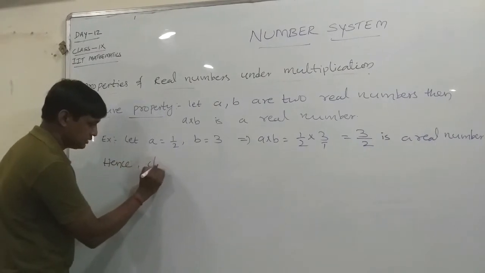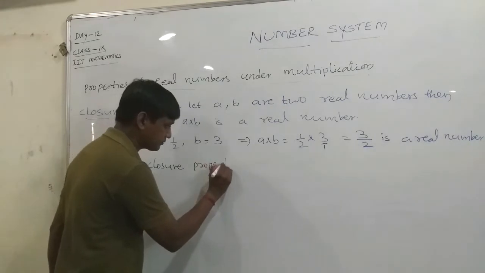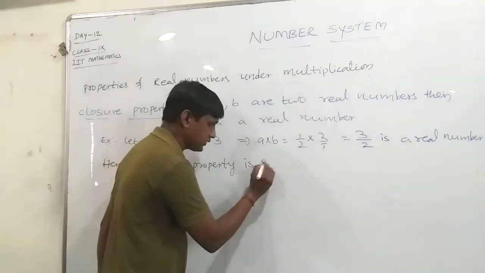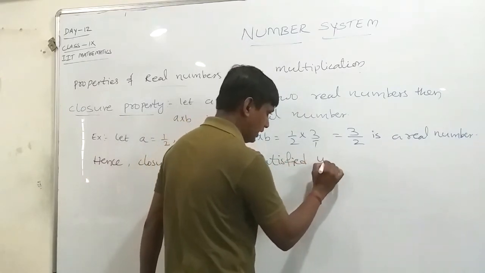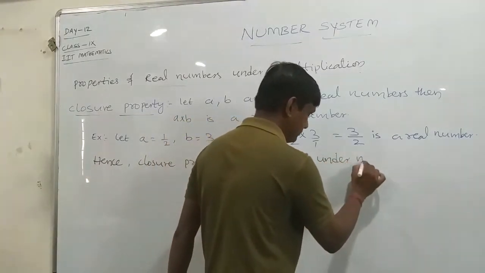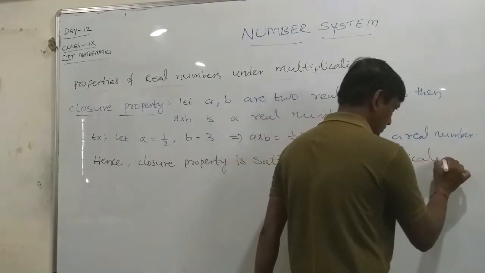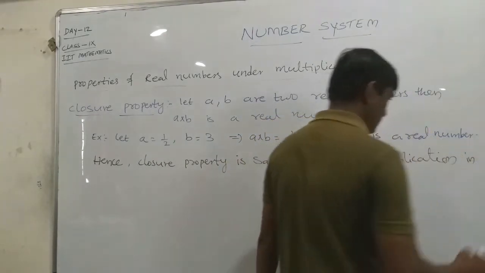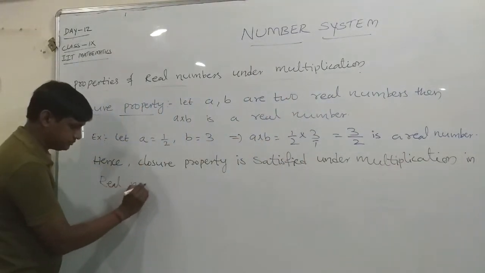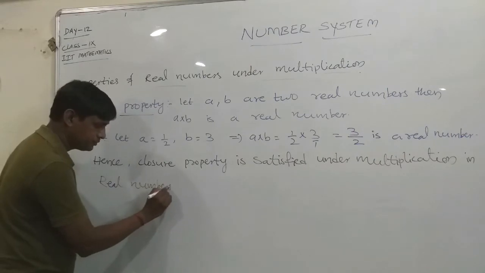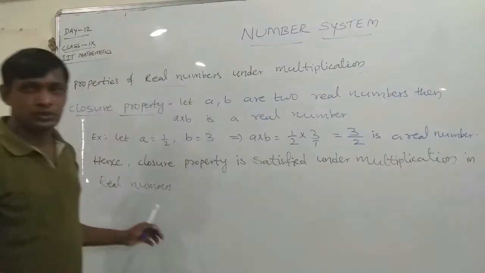Hence, closure property is satisfied under multiplication in real numbers. Children, you can take a number of examples and you can prove.